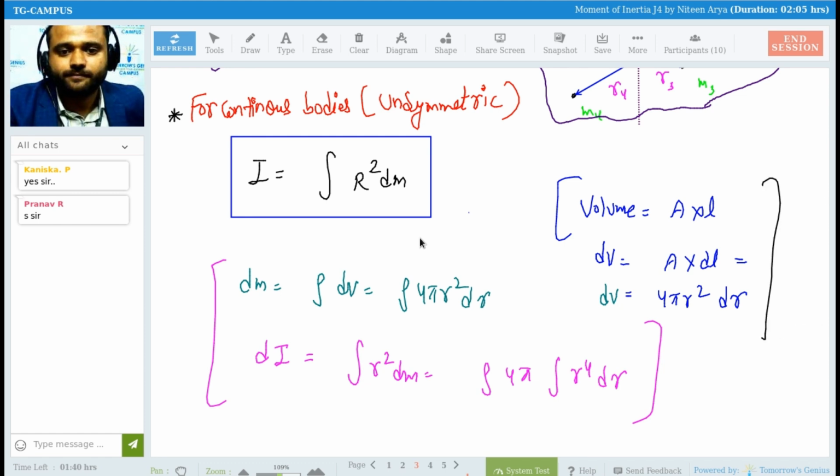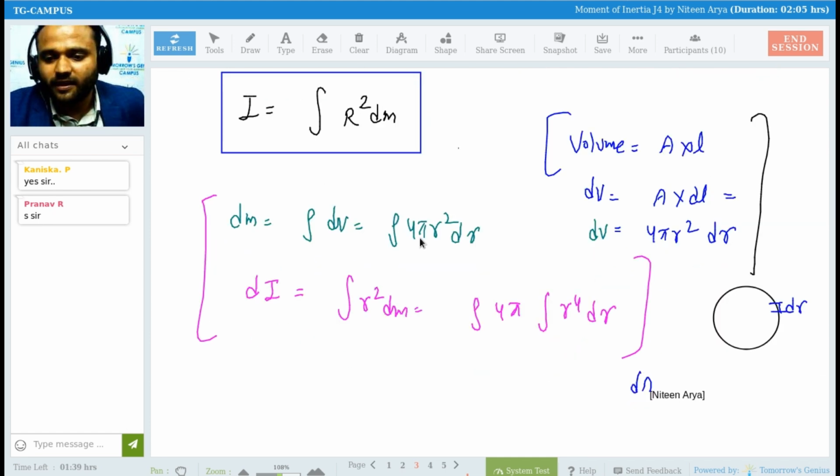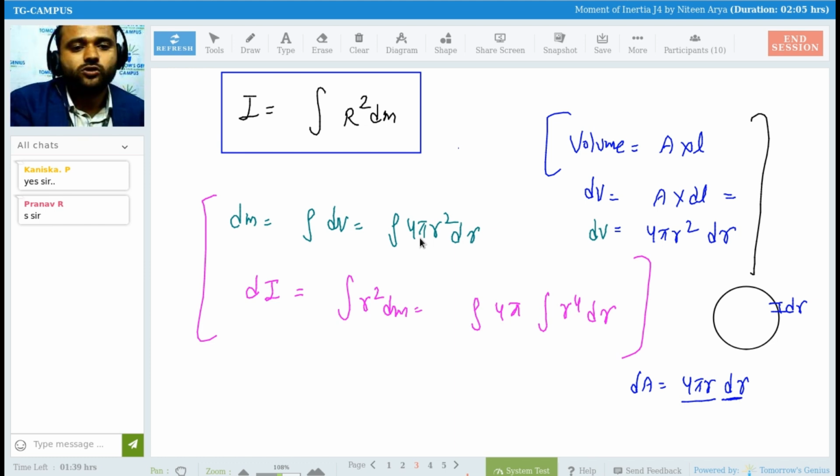Suppose it is a sphere. For this sphere, dA is the small area, and that is your dr, and the perimeter of this sphere is going to be 4 pi r. So dA is nothing but 4 pi r dr. Got it? Is this clear? Very simple. This is your breadth, small dr, and that is your length. So this is for 2D, and that was for 3D.